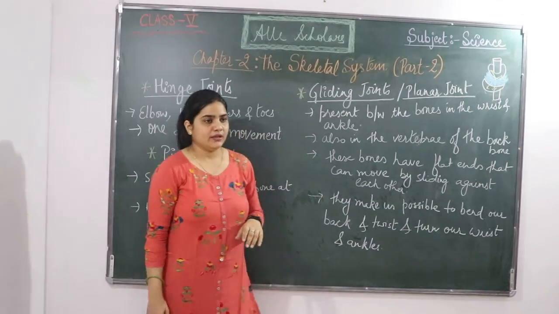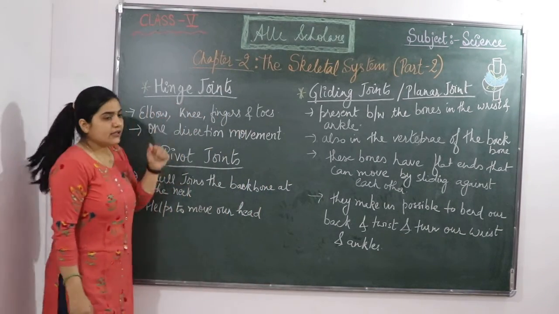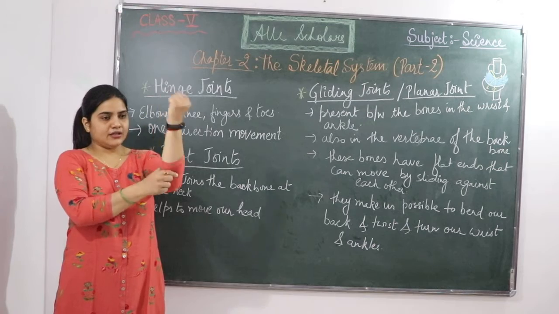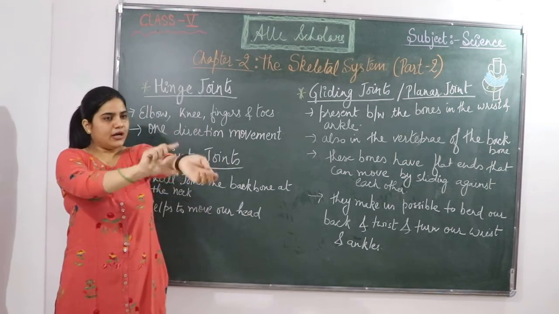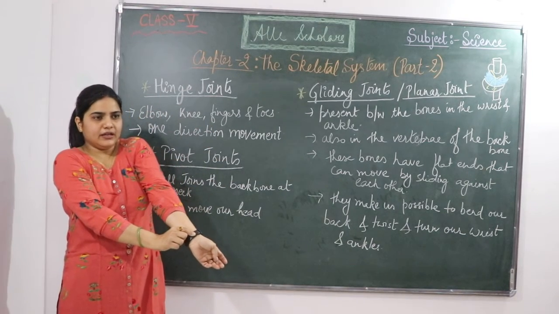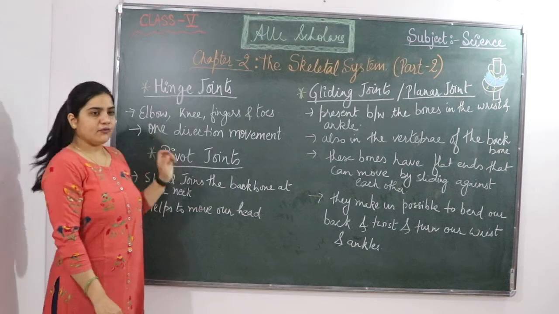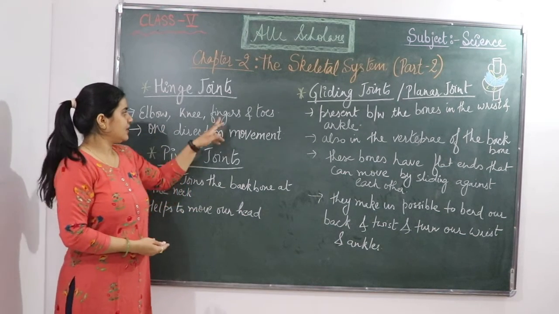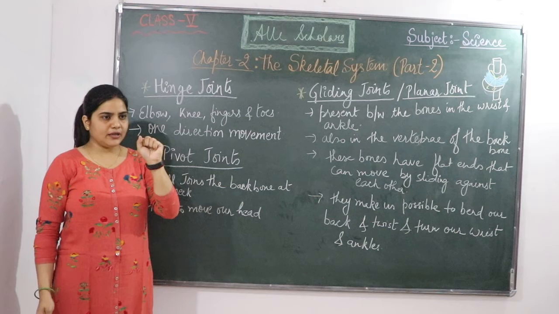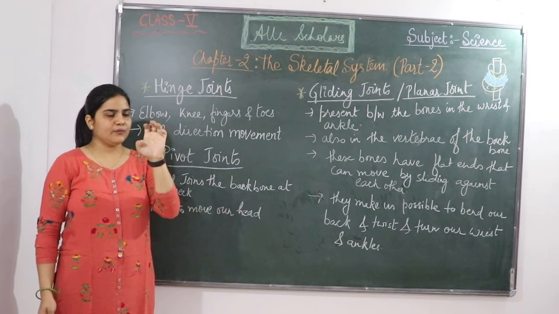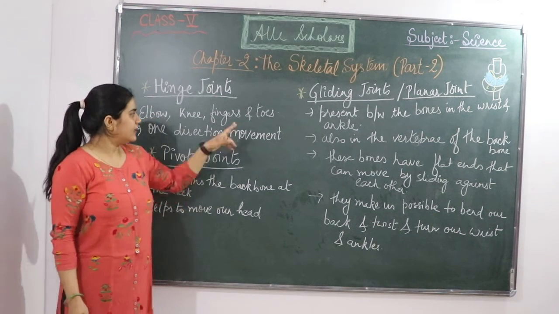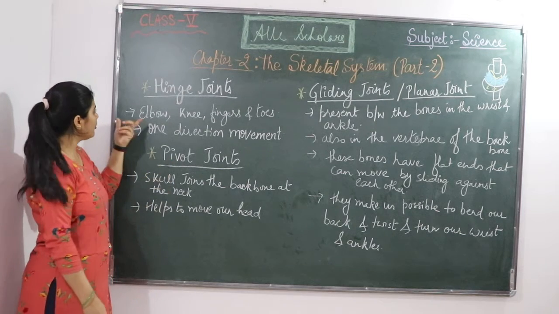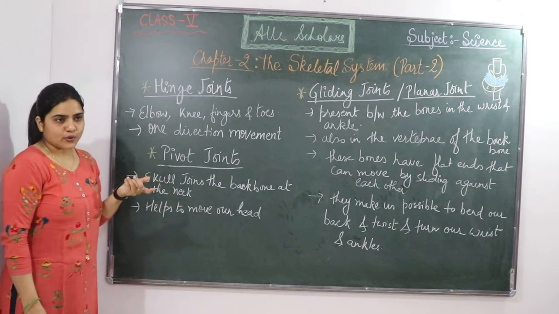It moves in one direction only. Okay, so for example, the elbow, you can move only in this direction. You can't bend it back. Can you bend it? No. Similarly, a knee can be bent only in one direction. For fingers also, you can bend them in this direction, and for toes also. So there is one direction of movement in a hinge joint.